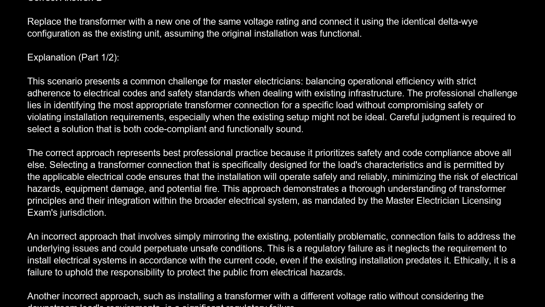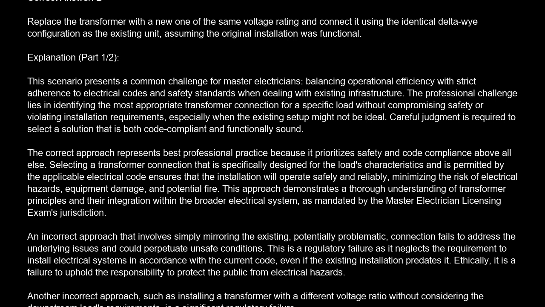The professional challenge lies in identifying the most appropriate transformer connection for a specific load without compromising safety or violating installation requirements, especially when the existing setup might not be ideal. Careful judgment is required to select a solution that is both code-compliant and functionally sound. The correct approach represents best professional practice because it prioritizes safety and code compliance above all else. Selecting a transformer connection that is specifically designed for the load's characteristics and is permitted by the applicable electrical code ensures that the installation will operate safely and reliably, minimizing the risk of electrical hazards, equipment damage, and potential fire.